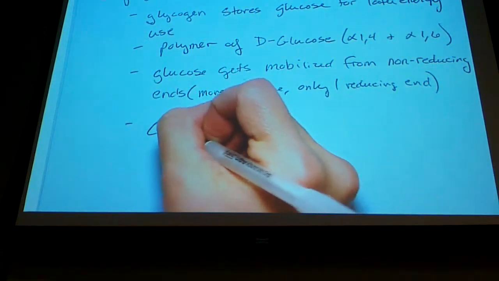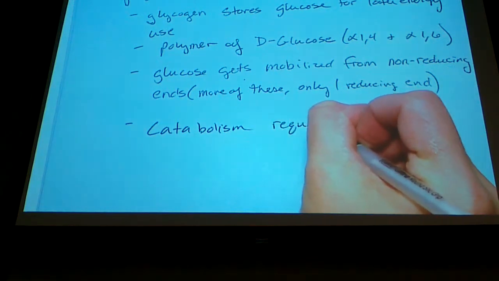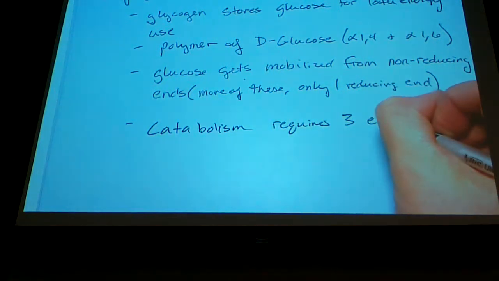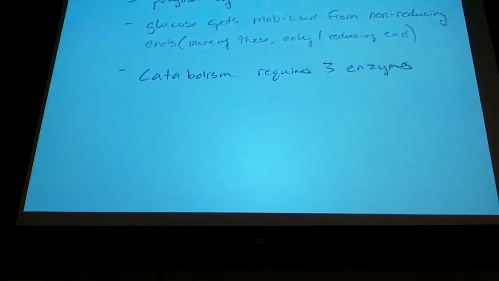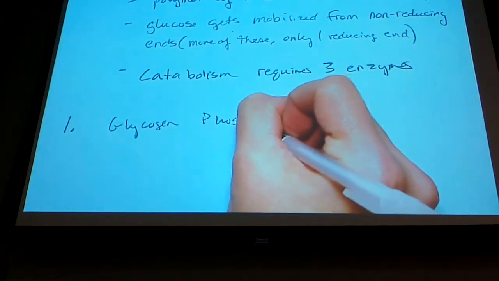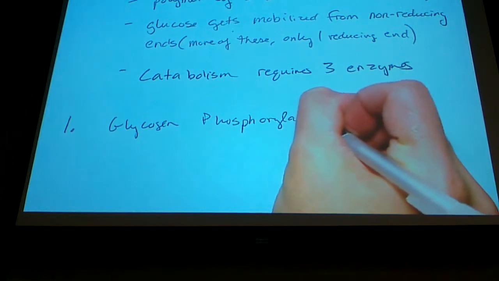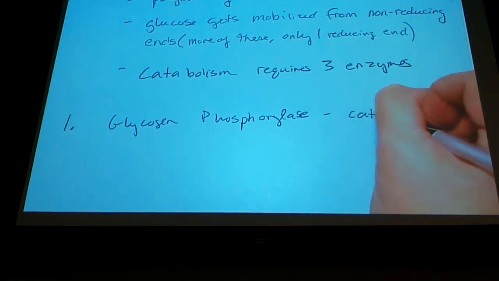And then metabolism requires 3 enzymes. So we're going to go through each of those. Glycogen phosphorylase. And this catalyzes phosphorylase.